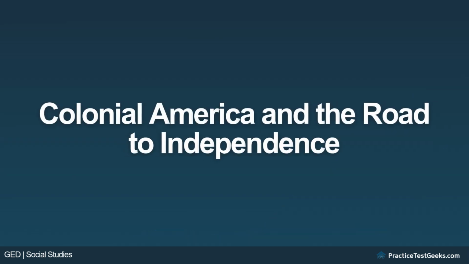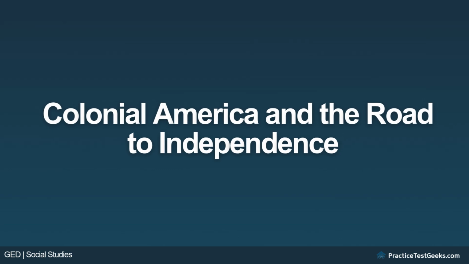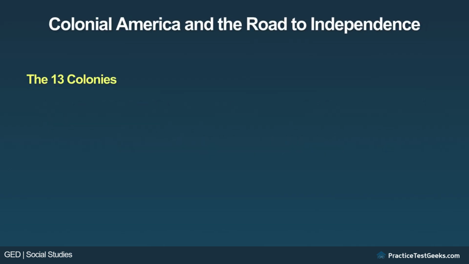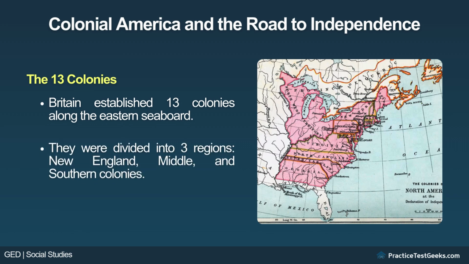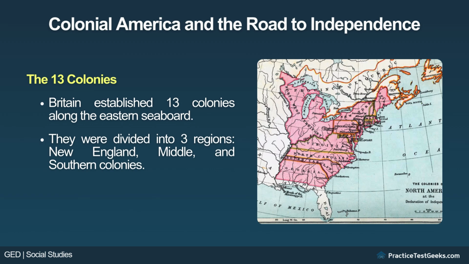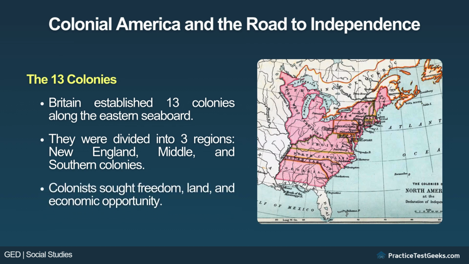Before the United States became a nation, it was made up of colonies ruled by Britain. The 13 colonies. Britain established 13 colonies along the eastern seaboard of North America. These were divided into 3 regions: New England, Middle, and Southern colonies. Many colonists came seeking freedom, land, and economic opportunity.